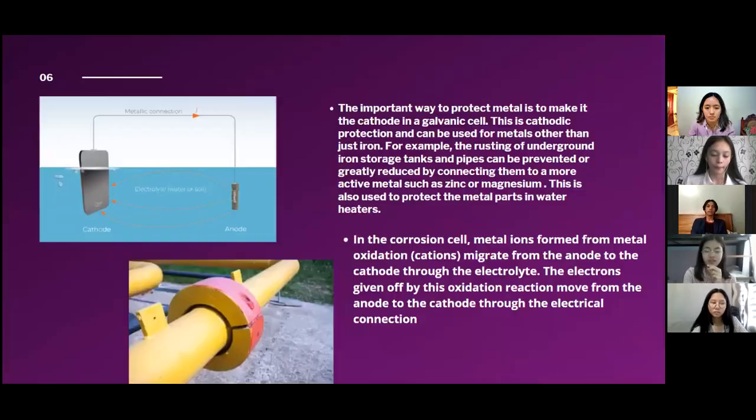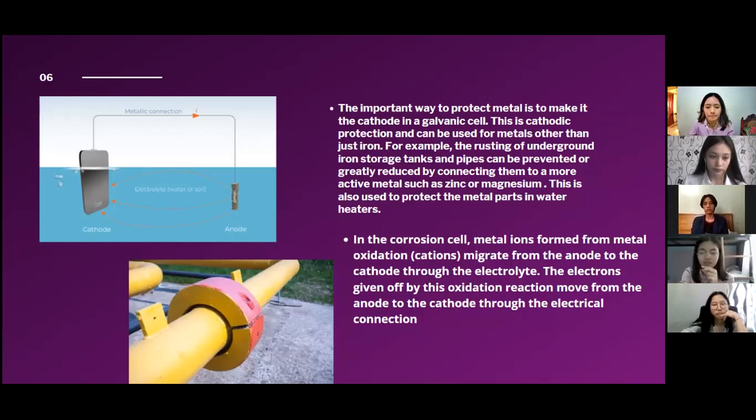An important way to protect metal is to make it the cathode in a galvanic cell. This is cathodic protection and can be used for metals other than just iron. For example, the rusting of underground iron storage tanks and pipes can be prevented or greatly reduced by connecting them to a more active metal such as zinc or magnesium.